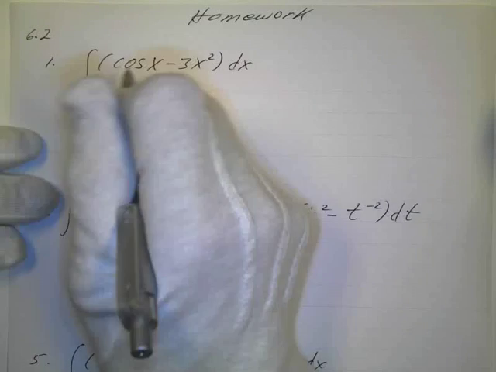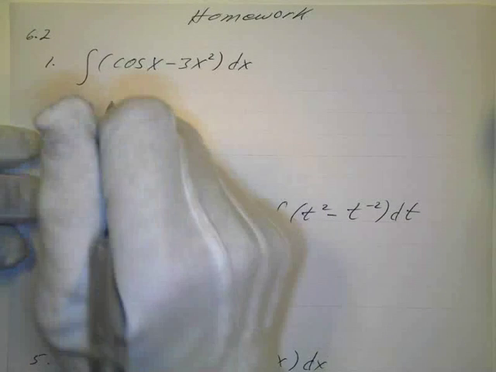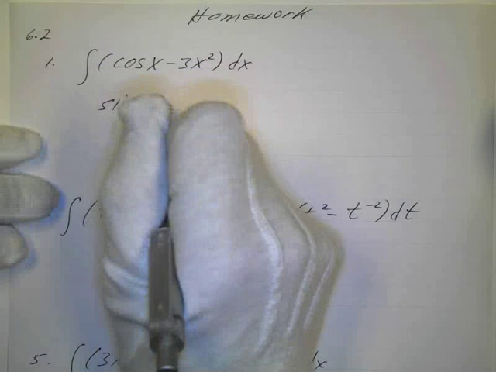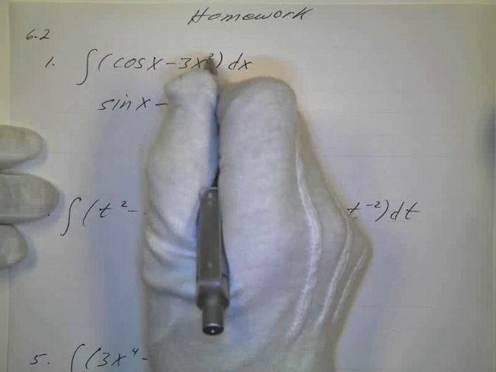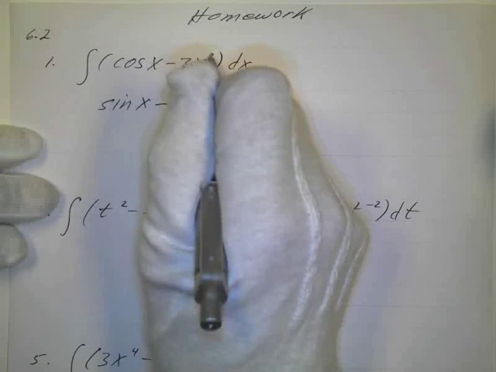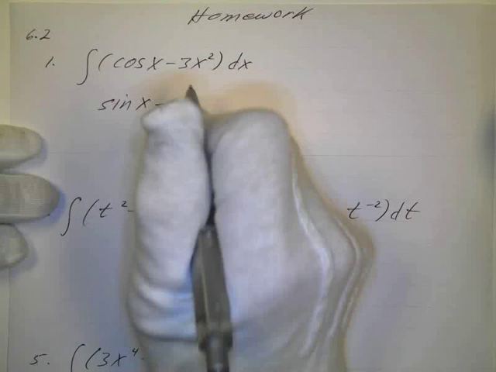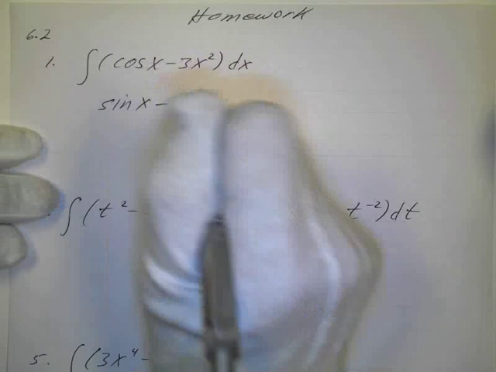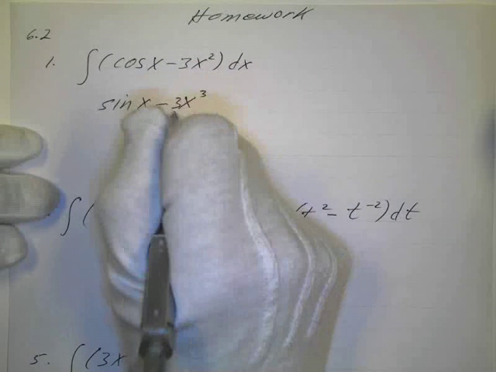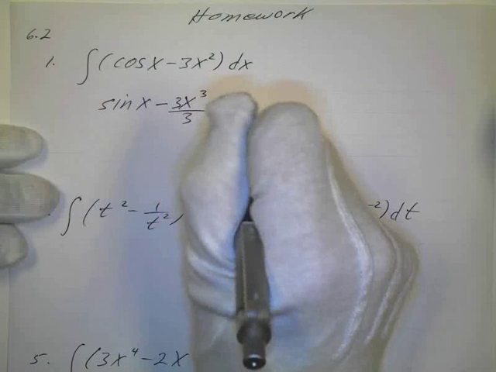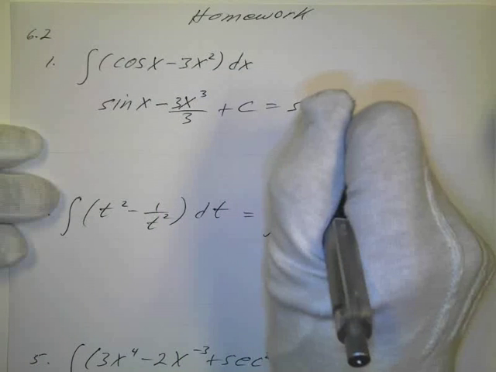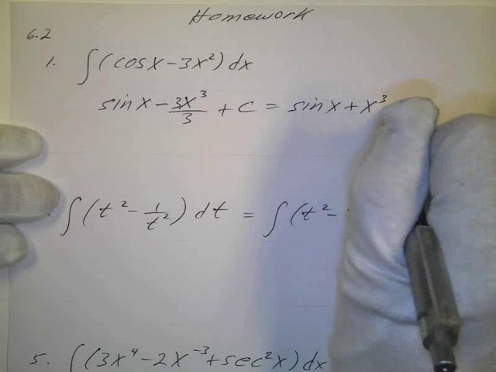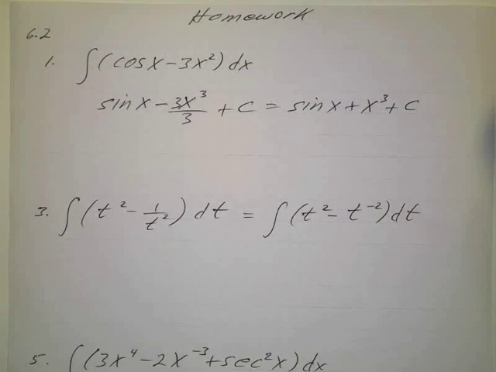So the antiderivative of the cosine of x is the sine of x, because the derivative of the sine of x equals the cosine of x, and minus, and then here I would just use the anti-power rule. So I add 1 to 2, so I get x to the third divided by 3, and then that'd be negative 3 over 3, and then plus c, so that just equals the sine of x plus x cubed plus c. So that's all you had to do for that.